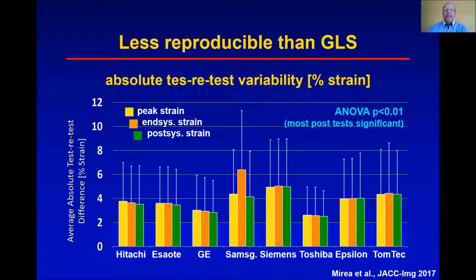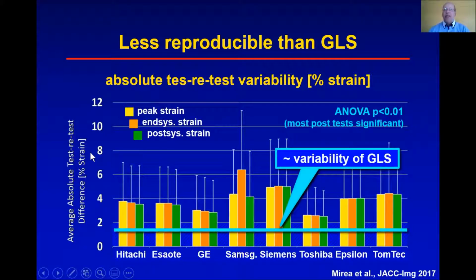We have tested that in an inter-vendor comparison study a few years ago in Leuven, where we invited different companies to bring their machines and their post-processing software, and we scanned the same patients on all the machines. And you see here the retest variability of the strain measurements, peak strain, end systolic strain, and post-systolic strain. And you see that we have huge differences in the variability in the different vendors. And all these variabilities are much, much higher than what we had as the average variability of global longitudinal strain.